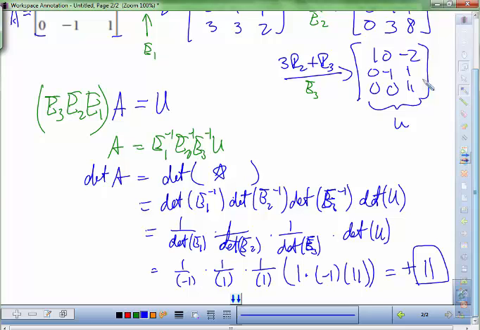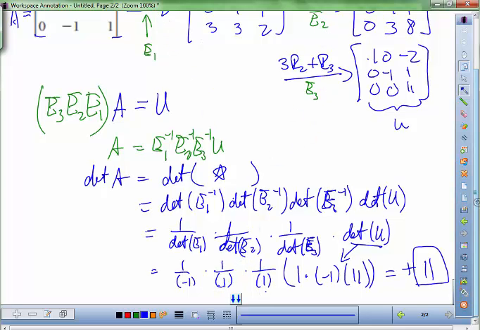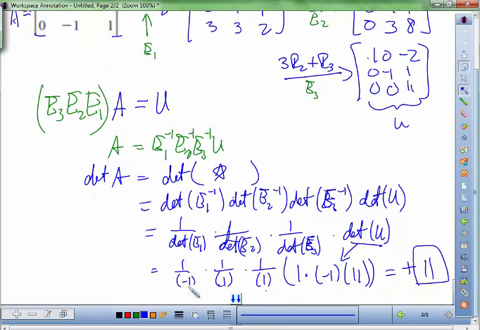But once you get it to an upper triangular form, you know the determinant of an upper triangular matrix is just the product of its diagonals. The determinant of U is 1 times -1 times 11, right? Determinant of the third elementary row operation that we did is 1. Determinant of the second one that we did is 1. Determinant of the first elementary row operation that we did is -1. So I have this -1 and then this -1 that made it a positive.